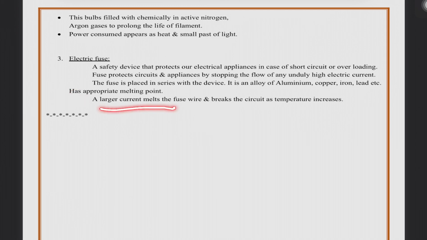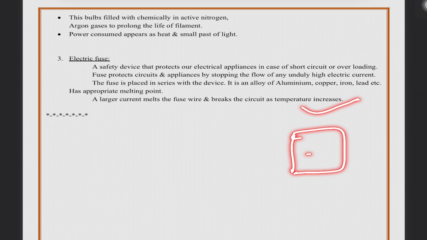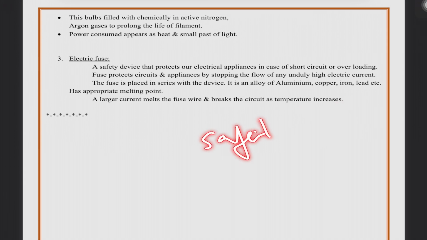The larger current melts the fuse wire and breaks the circuit as the temperature increases, so saving the gadget. So, it is going to be used as a safety device.